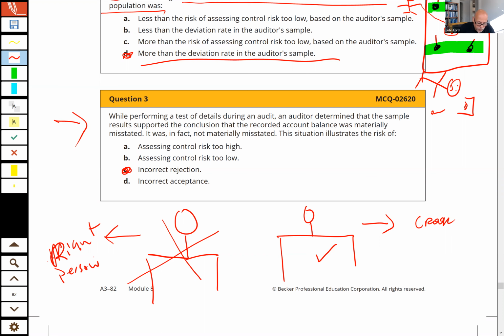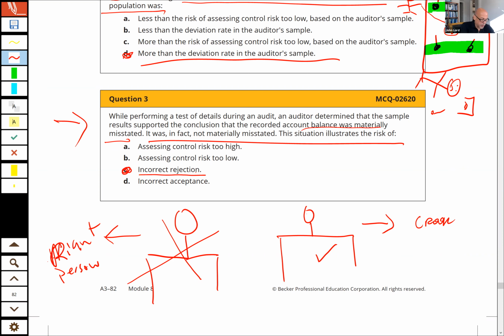So while performing tests of details during an audit, the auditor determined from sample results that the account balance was materially misstated. If you think it's materially misstated, you're going to give an adverse opinion, or qualified. It in fact was not materially misstated. You incorrectly rejected those financial statements. You should have accepted them. You should have said unmodified, unqualified opinion.